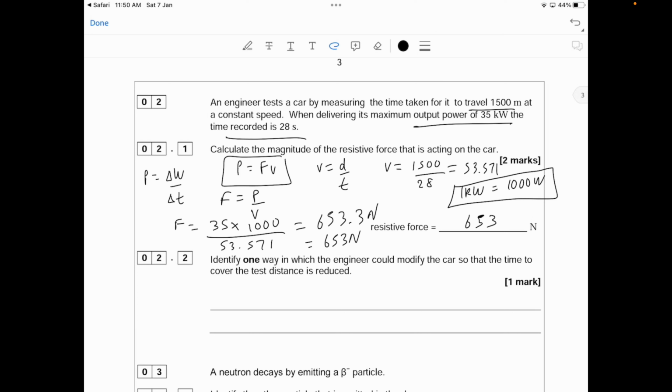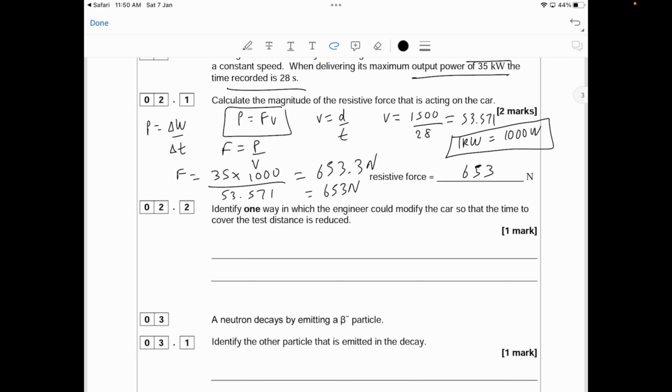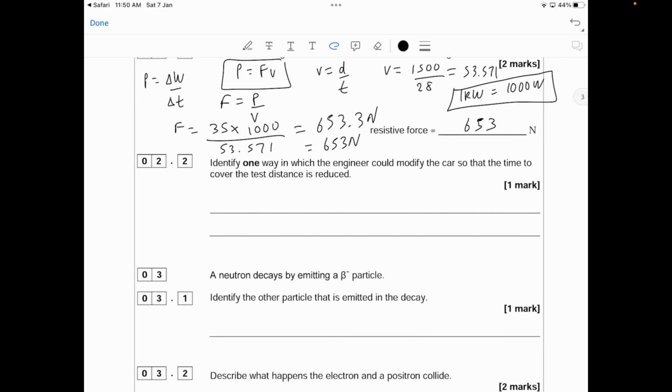Right, so question 2.2 states: identify one way in which the engineer could modify the car so that the time to cover the total test distance is reduced. So what we can do is the engineer can streamline the structure of the car, or let's say design a new engine with a greater power output.